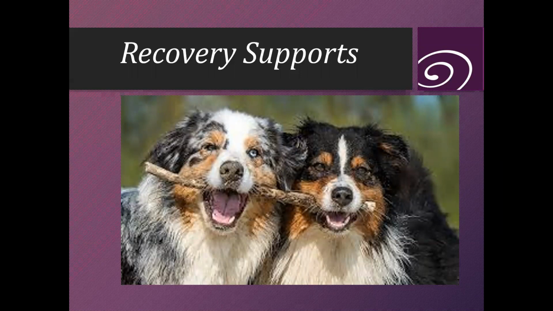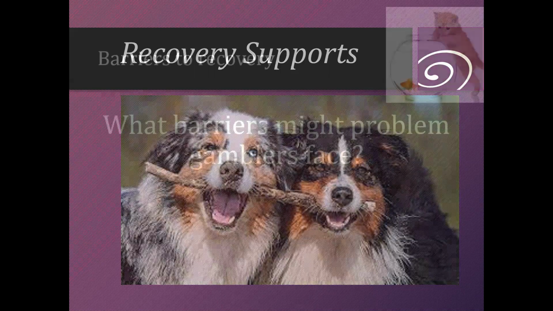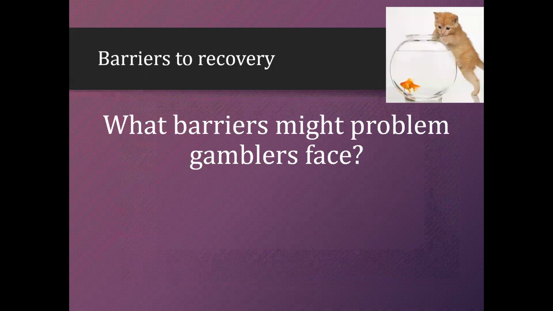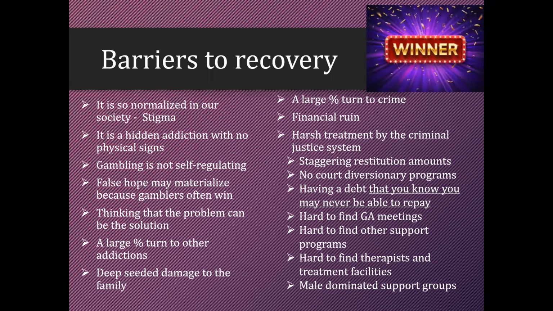So what barriers might a problem gambler face? I'm looking at the time, sorry guys. So here's the barriers to recovery. One, look, winner, winner, everybody is a winner. That's a barrier. It's normalized in our society. Everybody gambles, and if you have a problem with that, there's stigma attached. Like, what do you mean you can't ever buy a raffle ticket again? It's hidden. It's not self-regulated, right? That's the saturation point. The false hope, that magical thinking that next time, thinking that the solution to their problems can be gambling, not that gambling is the problem.